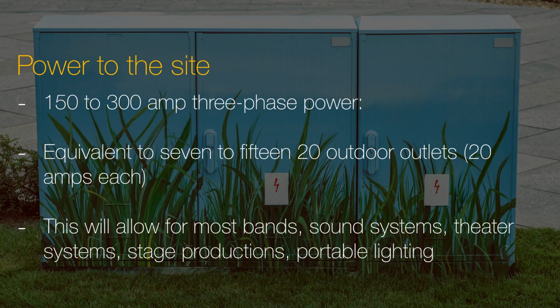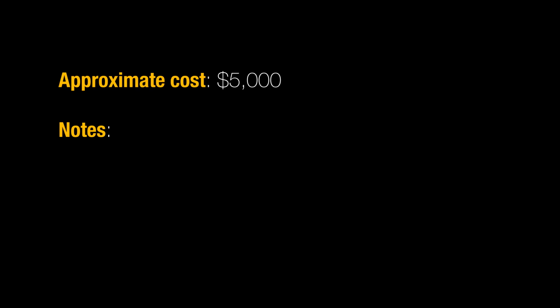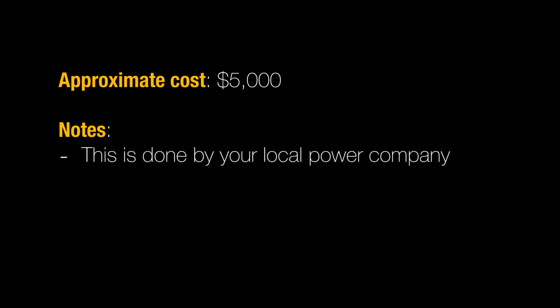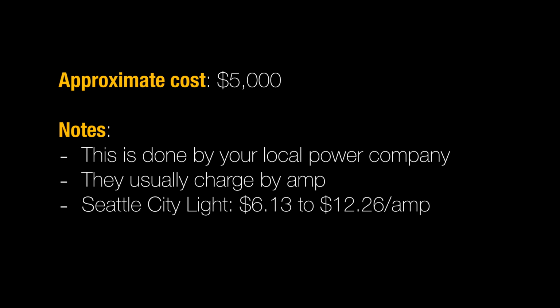You can see in the background there's a power utility box that was painted really nice. So the cost of this is about $5,000 to do. Now, this is always done by your local power company. They usually charge by the amp. So for instance, we did one example of Seattle City Light, and they charge to bring the service to the site ranges from $6 to $12 per amp. So if we're doing 300 amps, you can add it up. It adds up to about $5,000.